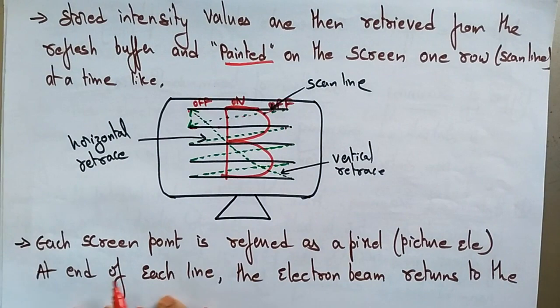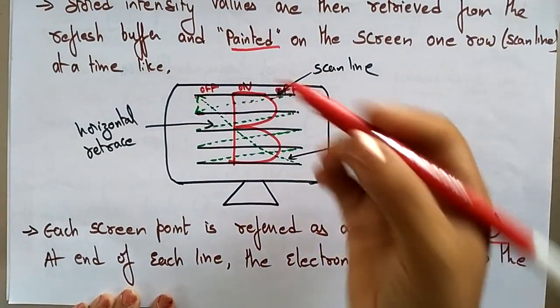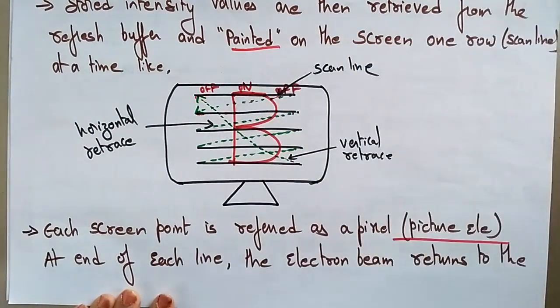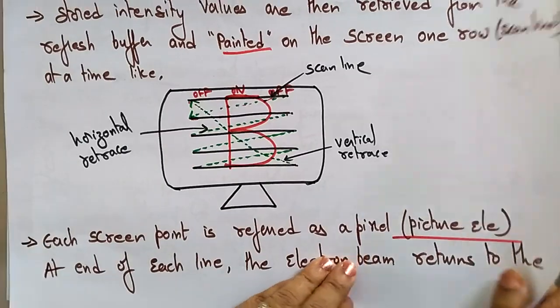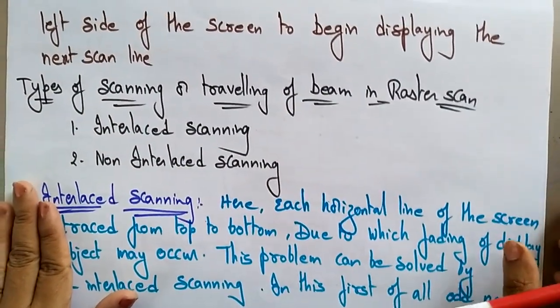So here each screen point is referred to as a pixel. Each screen point, you call it a pixel. At the end of each line, the electron beam returns to the left side of the screen to begin displaying the next scan line.